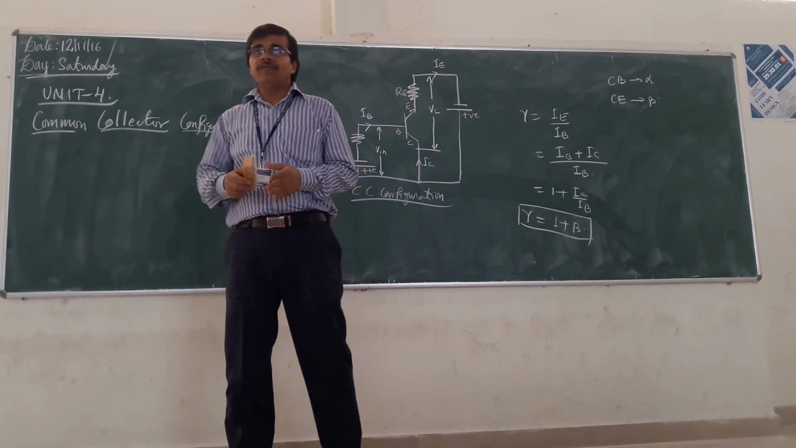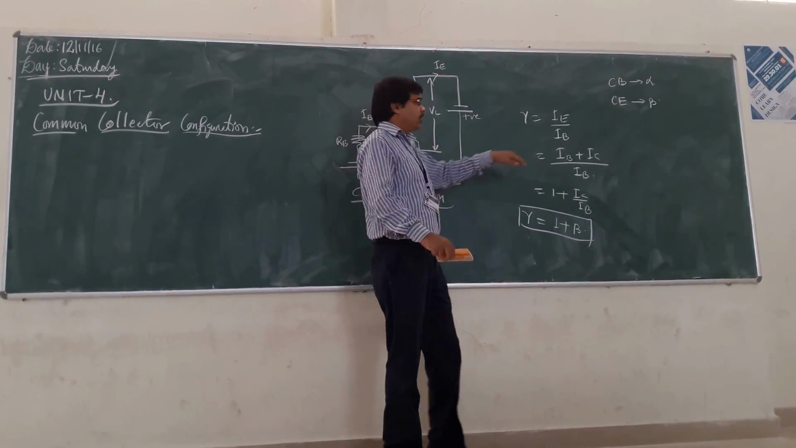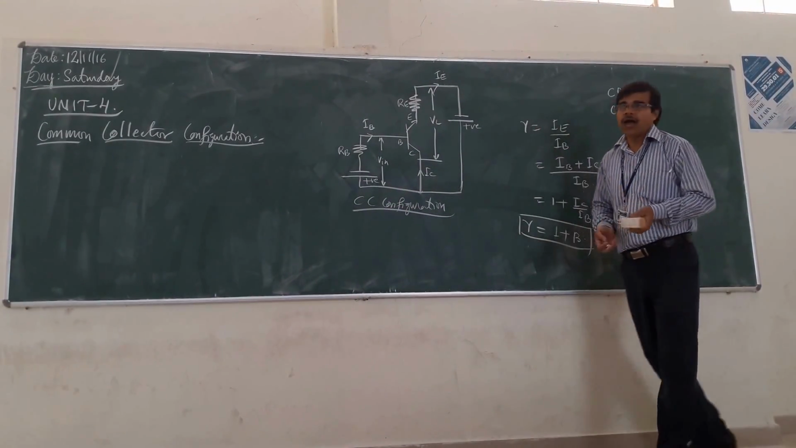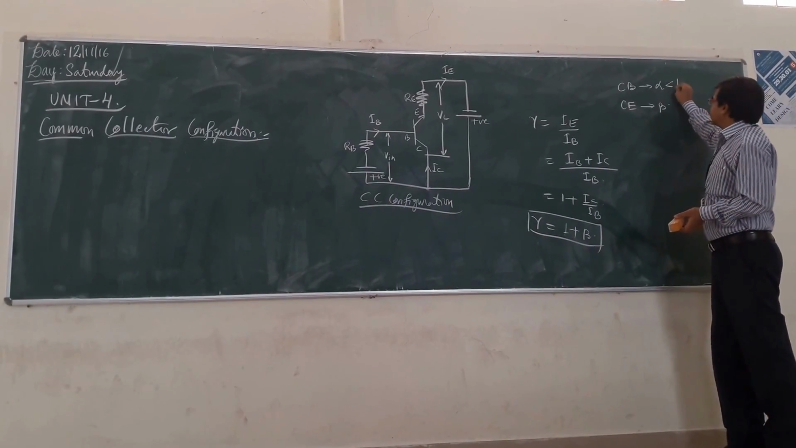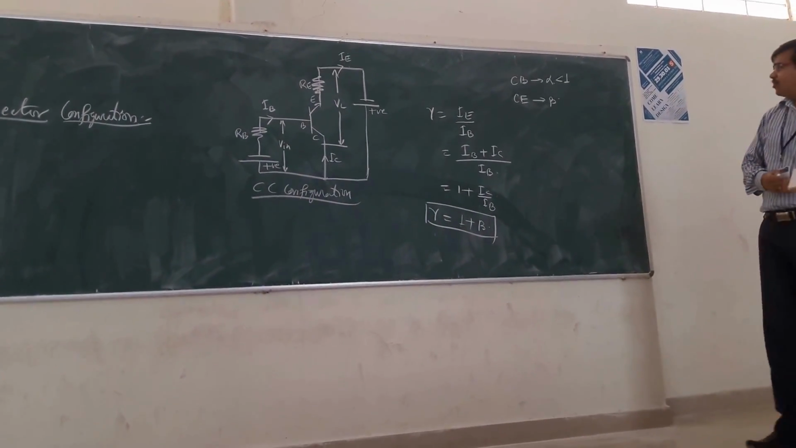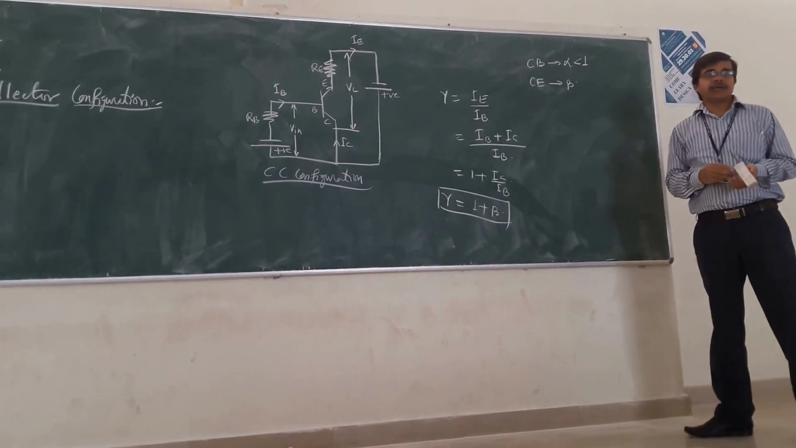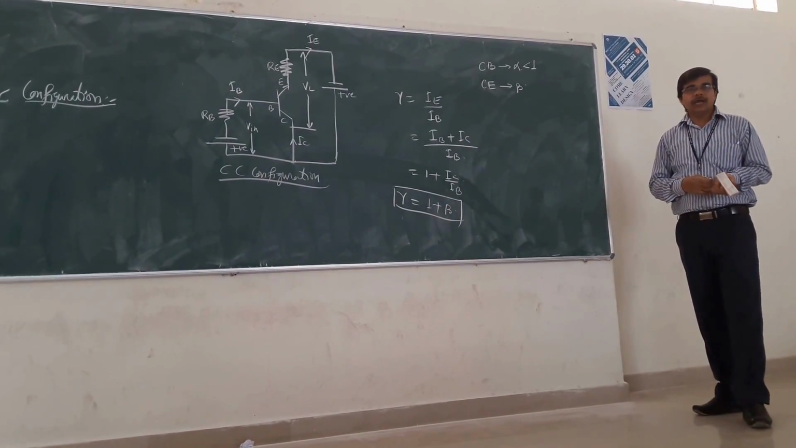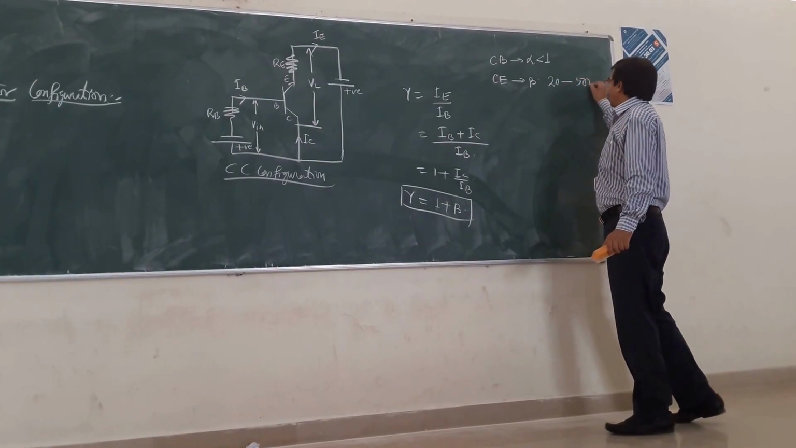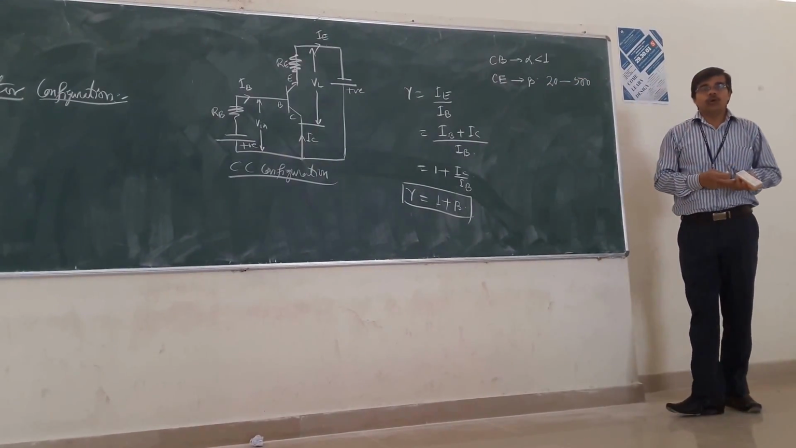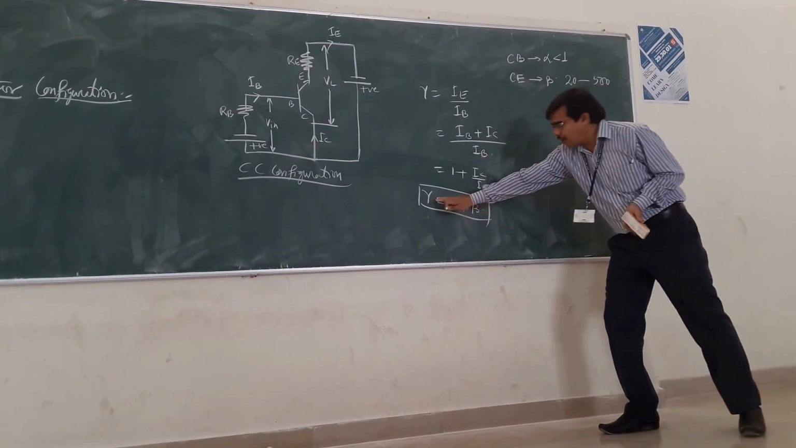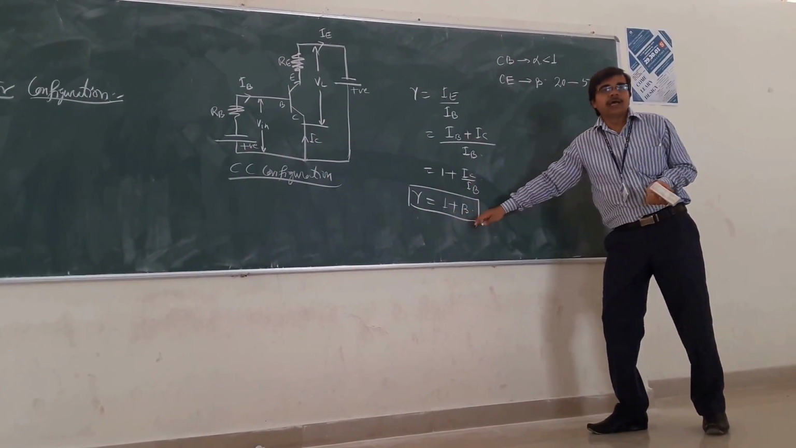So the summary of this is that the current amplification factor in case of the common base is your alpha, and alpha is less than unity. The current amplification factor in case of your common emitter is your beta, and the value of beta lies between 20 to 500. In case of your common collector, it is your gamma, and gamma is 1 plus beta.